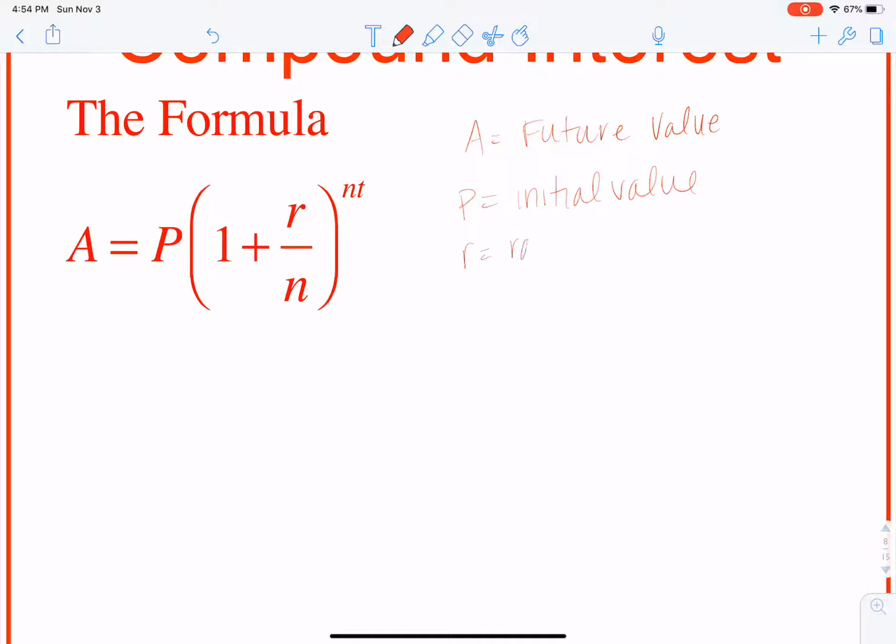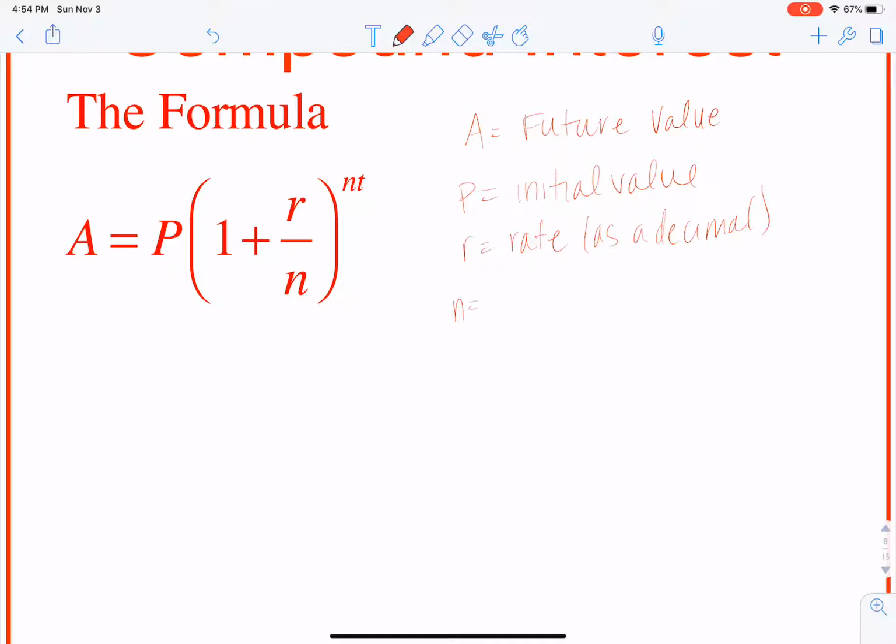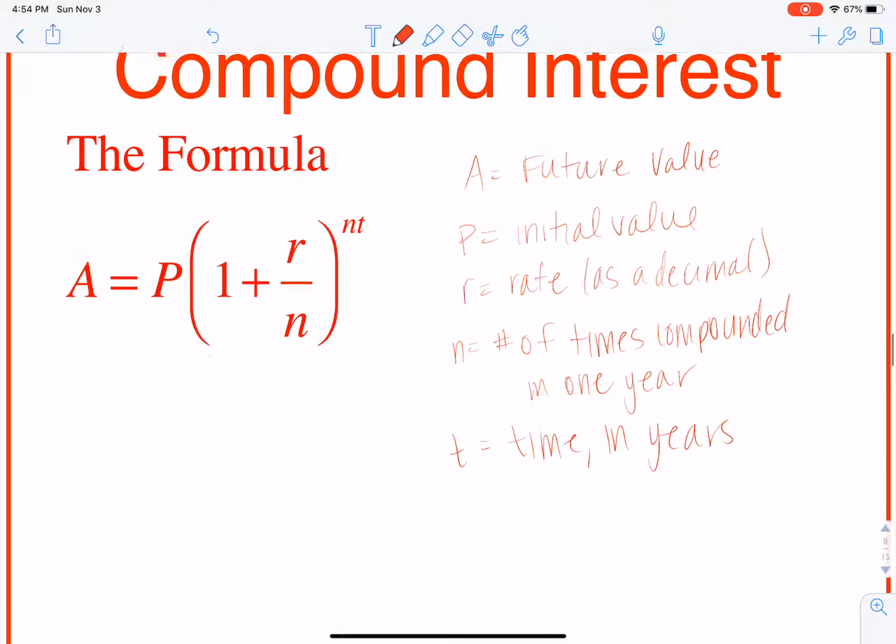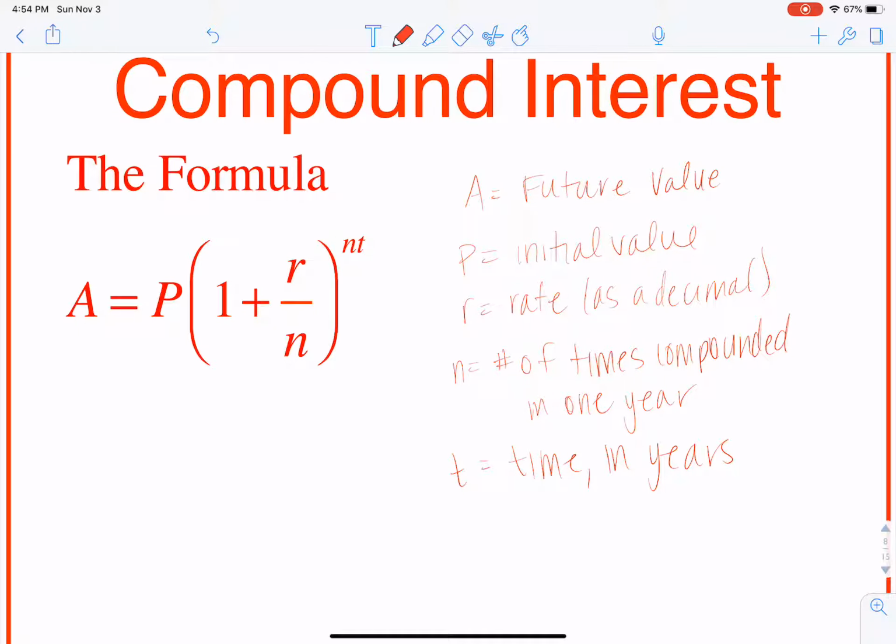R is my rate as a decimal, my interest rate. N is the number of times compounded in 1 year. And T is the time in years. So if you would like to go ahead and take a screenshot of this right now, I would certainly suggest that, as it will be very helpful for you as you're doing some of your homework a little bit later.